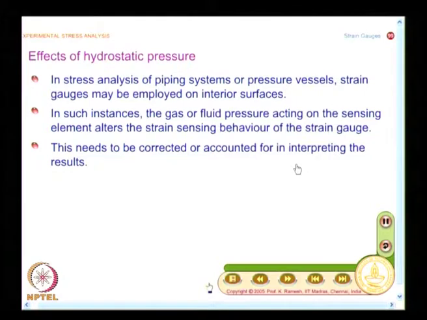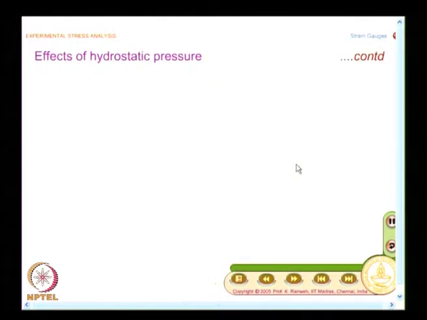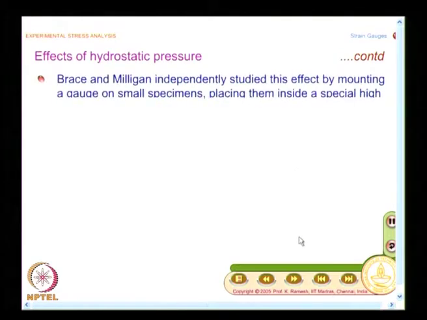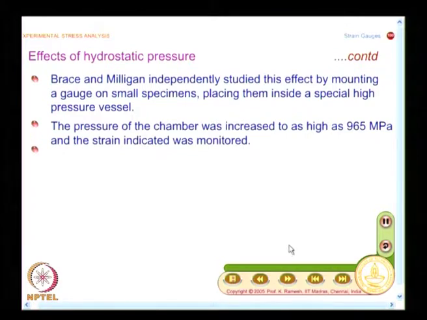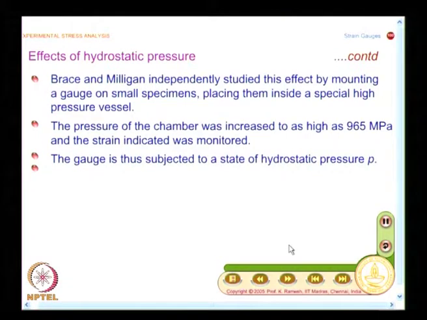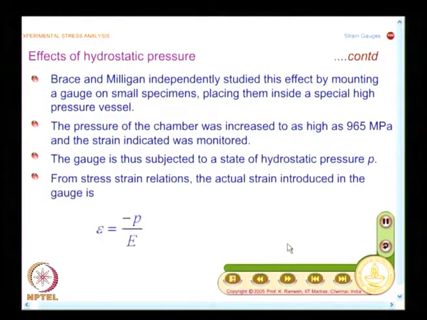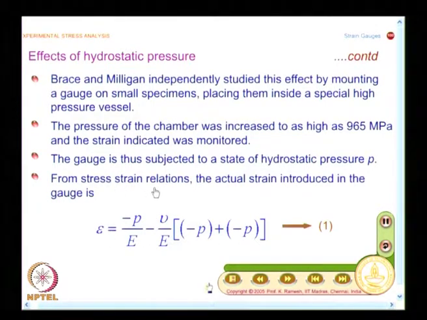See, when you have a hydrostatic pressure, you can theoretically calculate what the strain developed is. You can do this from stress strain relations. I have epsilon as minus p by Young's modulus, minus nu by E into minus p plus minus p. So, I will have an expression based on my analytical calculation of what the actual strain introduced is.